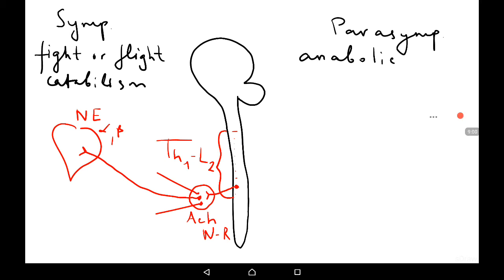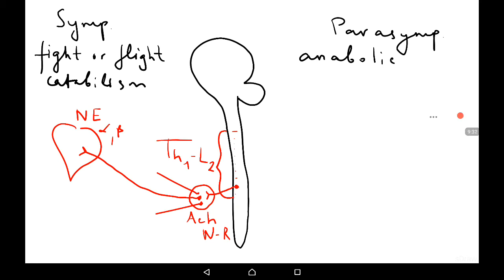adrenoreceptors. So it is important to remember that the effects of the sympathetic nervous system are noradrenergic. In different organs, we may find different types of alpha and beta adrenoreceptors. Alpha 1, alpha 2, beta 1, beta 2, beta 3 receptors. And by the stimulation of these receptors, the sympathetic nervous system produces different effects.